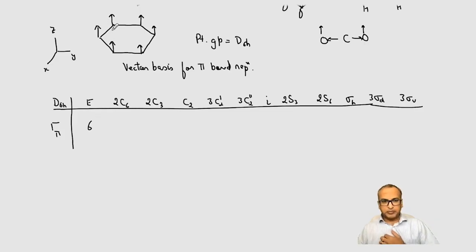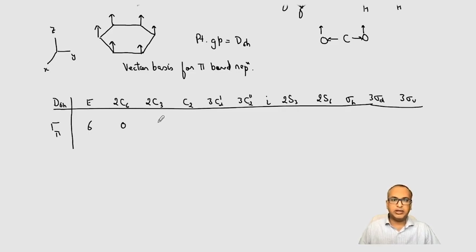The number of vectors that remain unchanged gives you the value over here. So if 6 vectors remain unchanged, it is 6. If 0 vectors remain unchanged, that means all of them are changing, the value will be 0. So if I'm doing the C6 operation, I am rotating this by 360 by 6, that is 60 degrees. If I rotate it by 60 degrees, all of these will go to adjacent places. That means the character will come out to be 0, right?